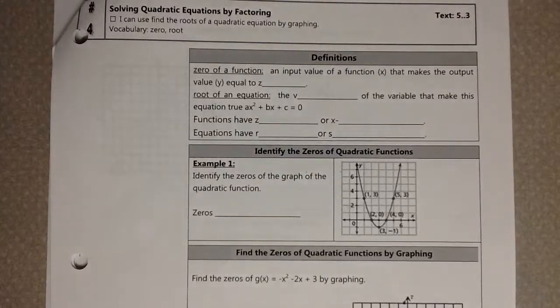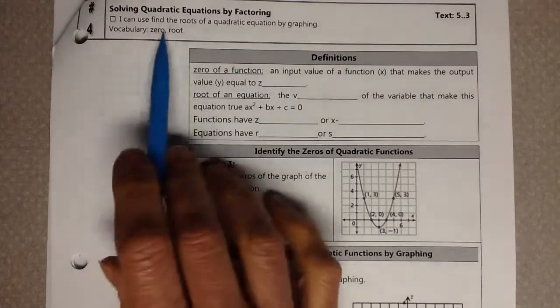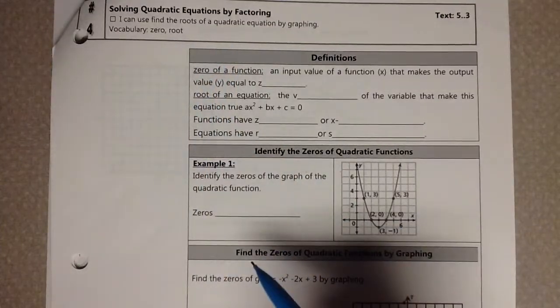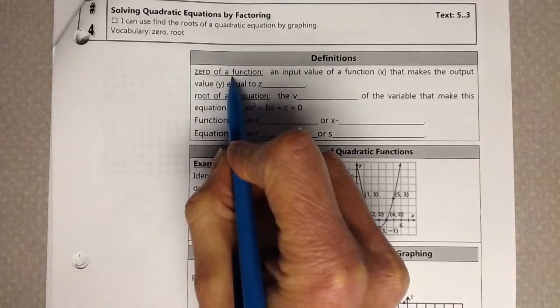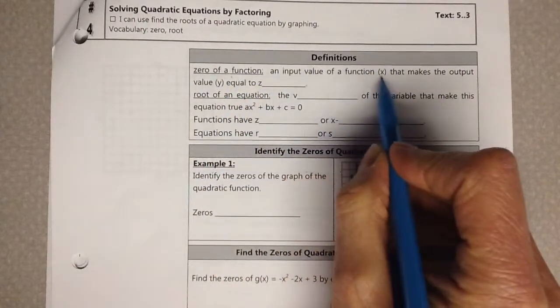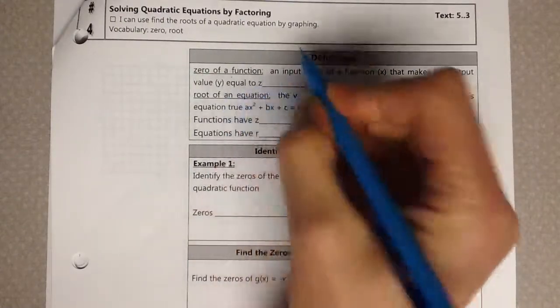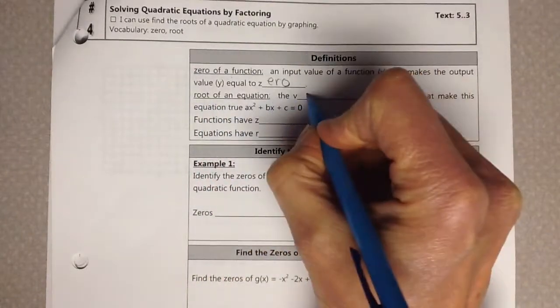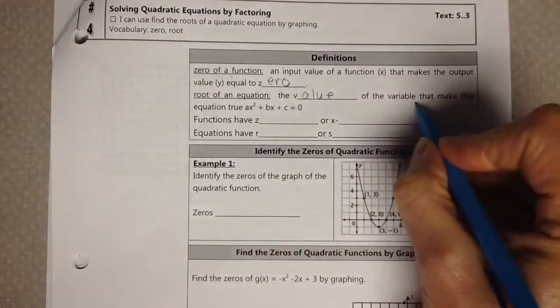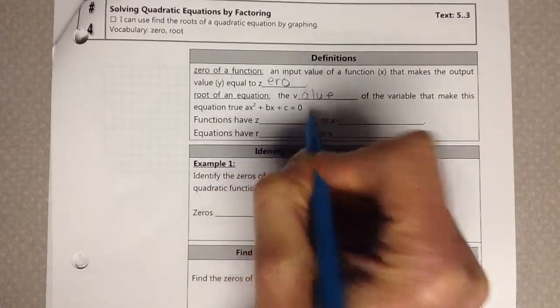In section 5.3, part A, we are going to find the roots of quadratic equations by graphing. So the first thing we need to talk about is what the zero of a function is. It's an input value of a function f of x that makes the output value y equal to 0. Now the root of an equation is the value of the variable that makes this equation true, ax squared plus bx plus c equals 0.